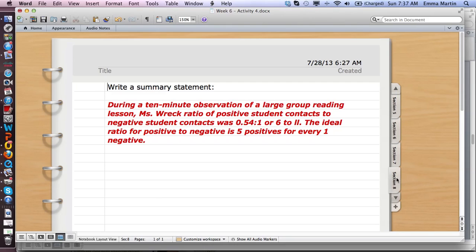So we can see again, not only is Ms. Reck having difficulty with on-task behavior of students, the amount of positive feedback to negative is substantially low in the classroom as well.